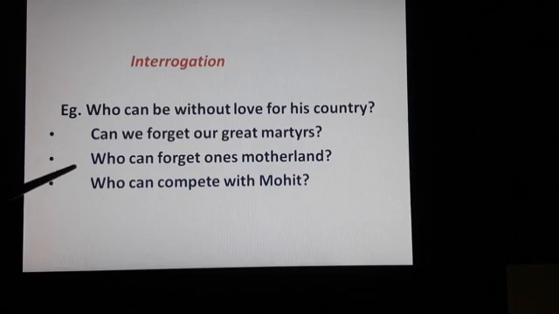We are affirming. Who can compete with Mohit? Probably Mohit is very intelligent in the class. So we are telling no one can compete with Mohit. That's why we are telling who can compete with Mohit. We are not asking the question. We are not waiting for the answer. I hope the 18th figure of speech will be clear to you.